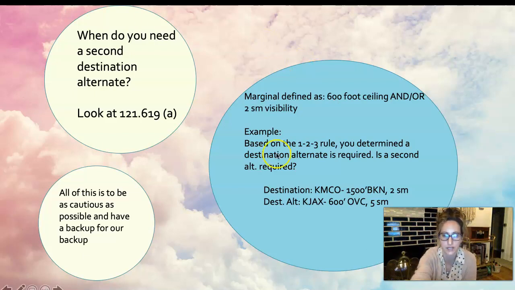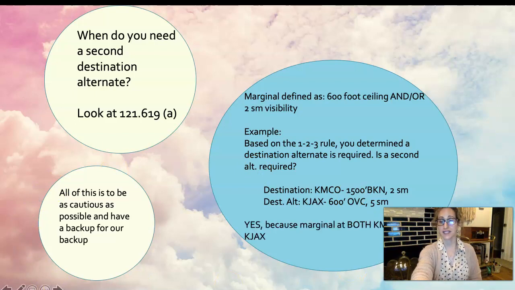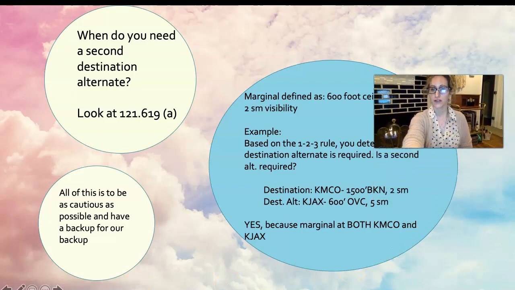So here's my example. I'm asking you, is a second alternate required? Our destination is Orlando. There's a 1,500-foot broken ceiling and 2 statute miles. And then based on the 1, 2, 3 rule, we determined we needed our first alternate. Our alternate was Jacksonville, Florida, and the ceiling was overcast at 600 feet and 5 statute miles. Do we need a second alternate? What do you guys think? Yes, because the weather is marginal at both.